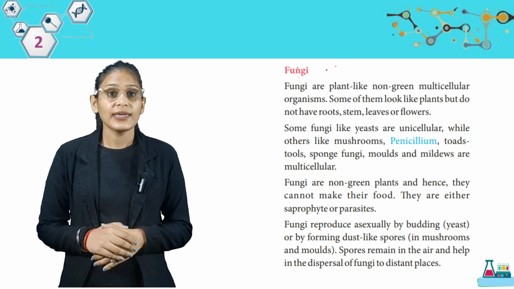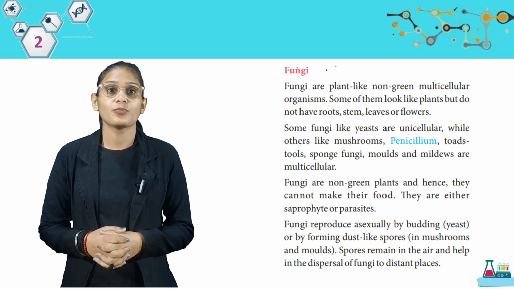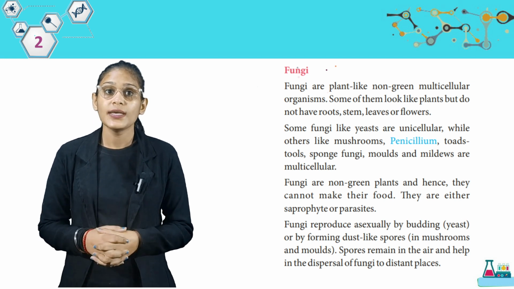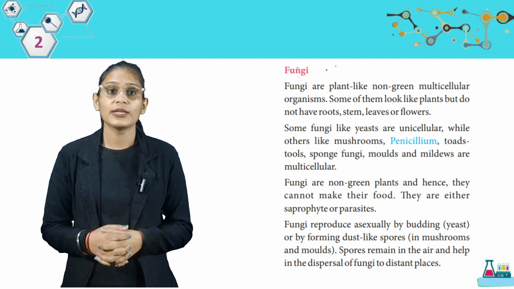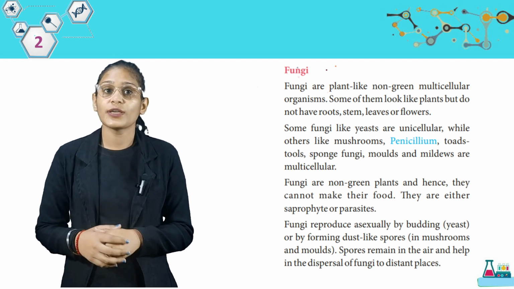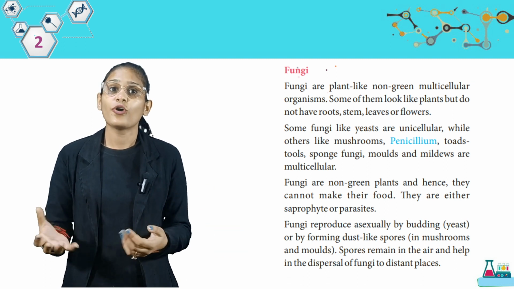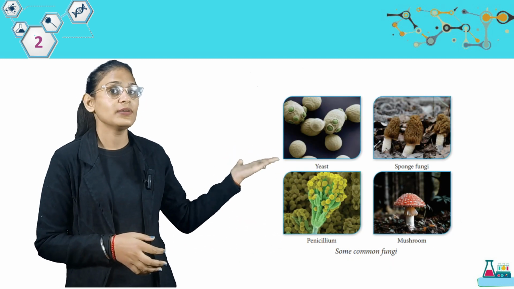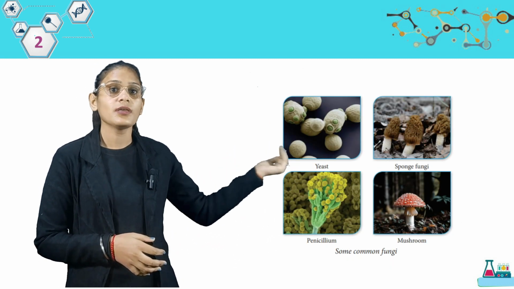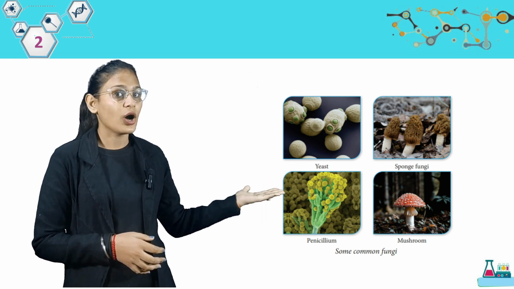parasites. Fungi reproduce asexually by budding, as in yeast, or by forming dust-like spores, as in mushrooms and molds. Spores remain in the air and help in the dispersal of fungi to distant places. So students, fungi reproduce asexually by budding or by forming dust-like spores. Here we have some pictures. Look at the picture. We have yeast, sponge fungi, then penicillium, then mushrooms, some common fungi.